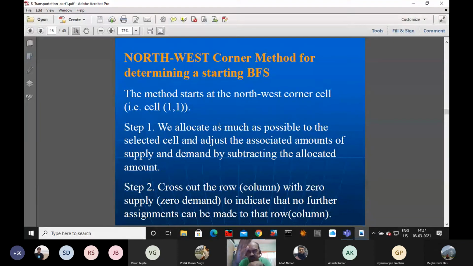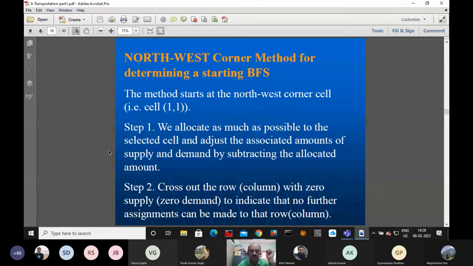On a map, the top is north and the bottom is south, the right is east and the left is west. So northwest means this first cell, 1, 1, the northwest corner of the transportation matrix. So this method starts at the northwest corner cell, that is cell number 1.